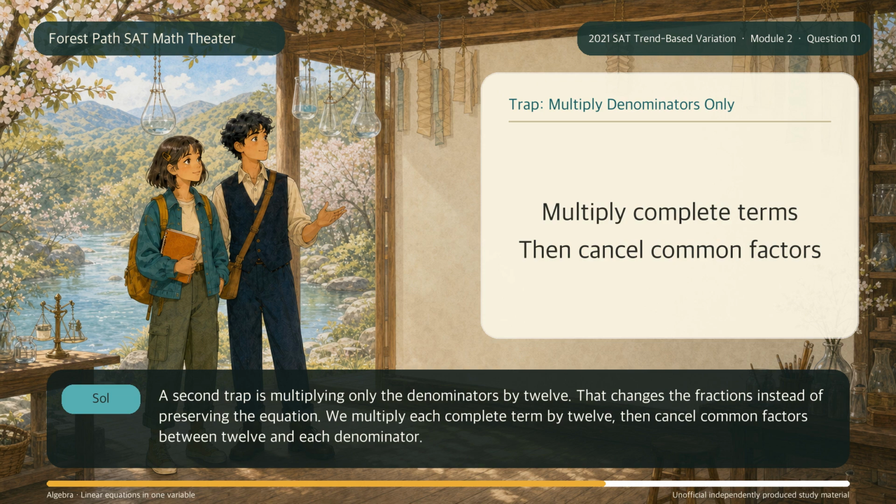A second trap is multiplying only the denominators by 12. That changes the fractions instead of preserving the equation. We multiply each complete term by 12, then cancel common factors between 12 and each denominator.